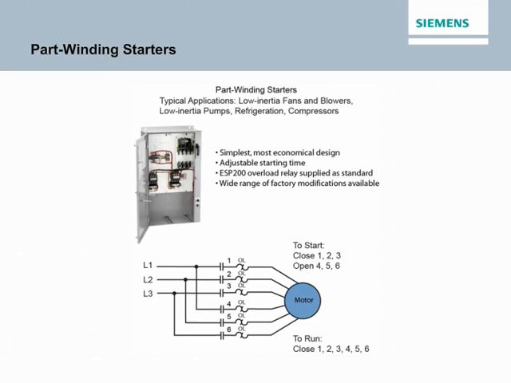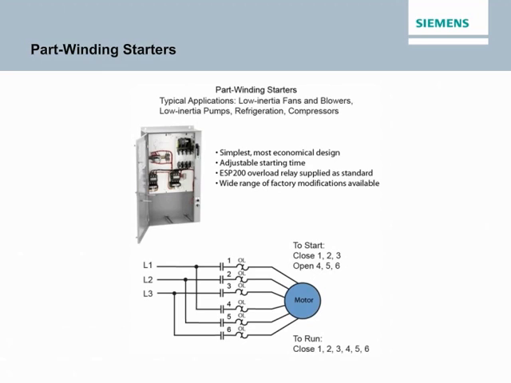One magnetic starter engages the first set of windings when the motor is started. These windings draw about 65 to 85% of the rated locked rotor current. After a set time, a second magnetic starter energizes and places the second set of windings in parallel with the first.